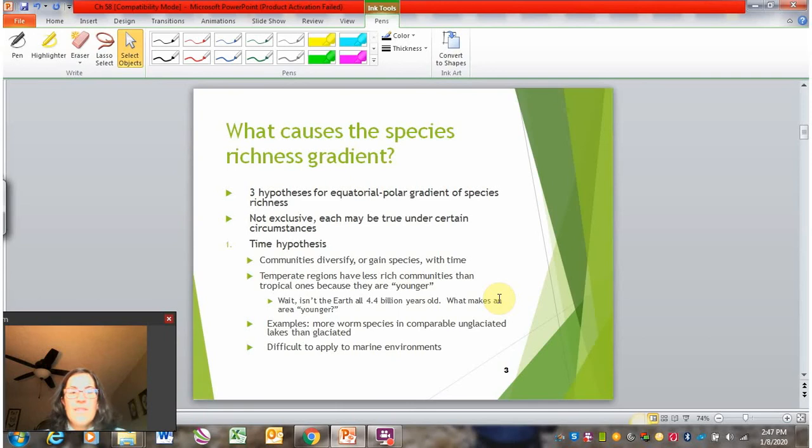So why this species richness gradient exists, the equatorial gradient. Remember, we're talking here about the equatorial trend. Why this appears to be the case is a matter of speculation, and there are three major hypotheses that compete. Really they may not be exclusive, but may be true for different areas and under certain conditions or circumstances.